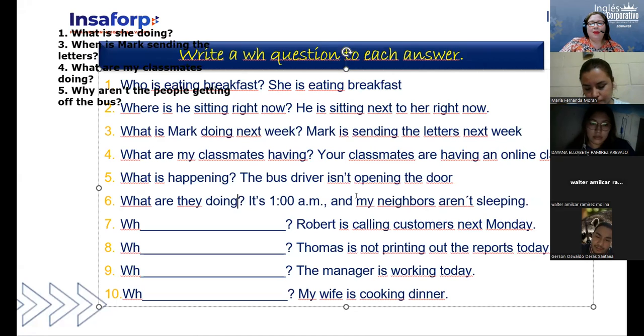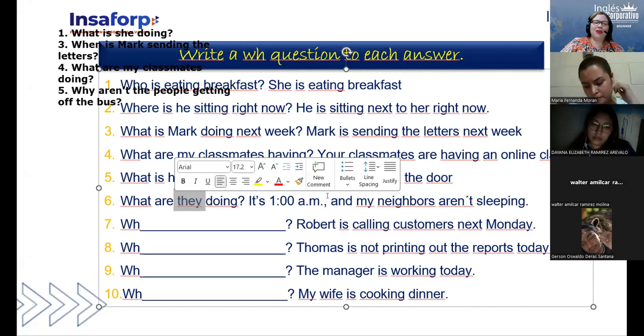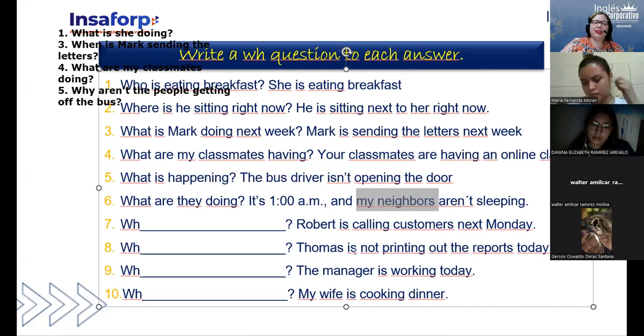It's 1 a.m. and my neighbors aren't sleeping. Okay. What are they doing? Sounds good. ¿Les parece a todos que dejemos esta? ¿Sí? En vez de they, también le podemos poner what are my neighbors, ¿verdad? What are my neighbors doing? They está sustituyendo a my neighbors, ¿ok? Mis vecinos. All right. Vamos a la número 7.